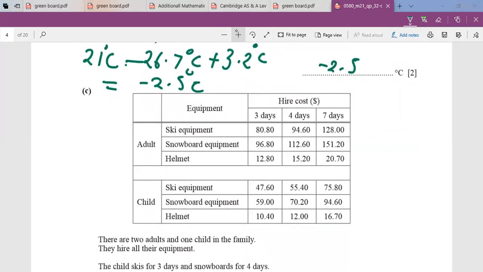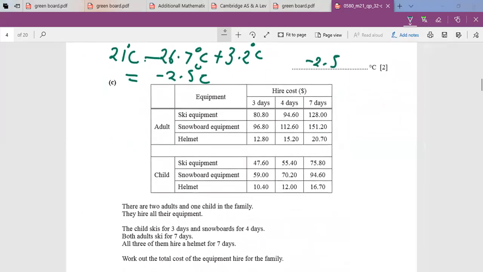The next question is on this chart or table. So we have equipment, hire cost in dollars, adult and child, ski equipment, snowboard equipment, helmet, and so forth. Now, there are two adults and one child in the family. They hire all the equipment. So we have two adults, and we have one child.